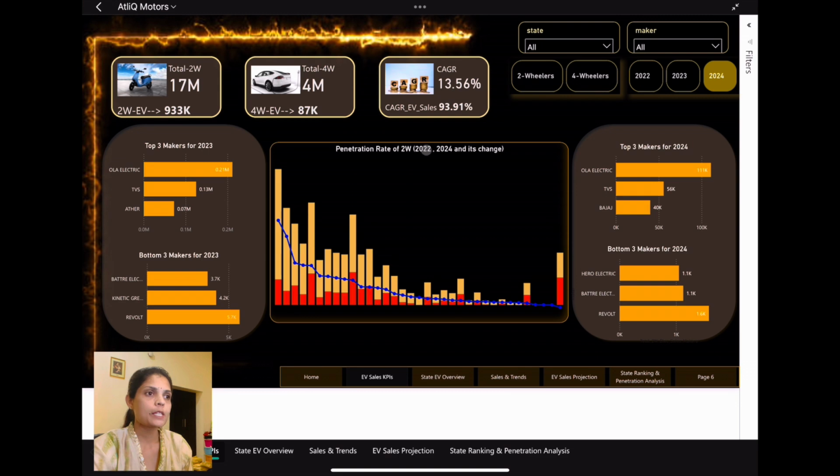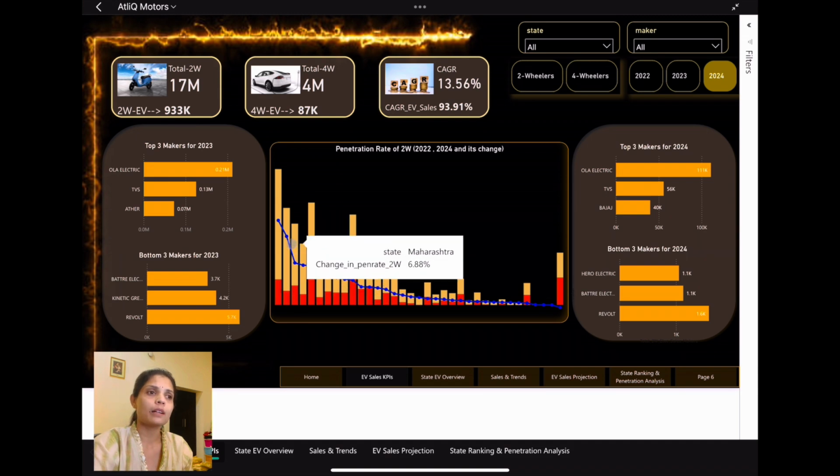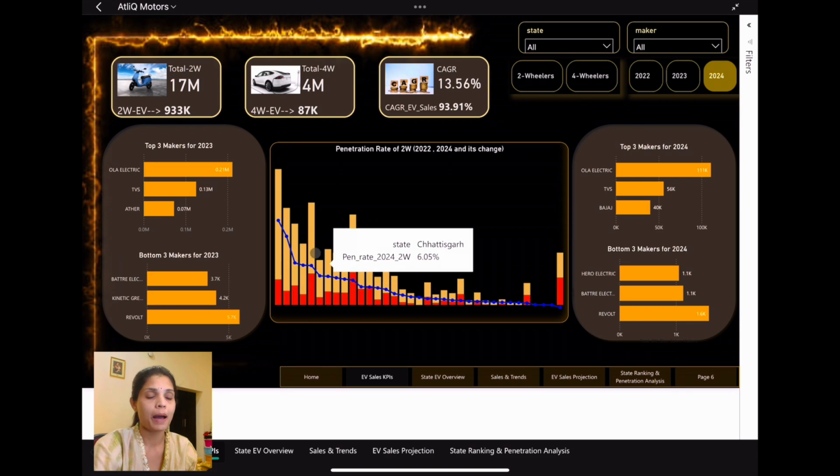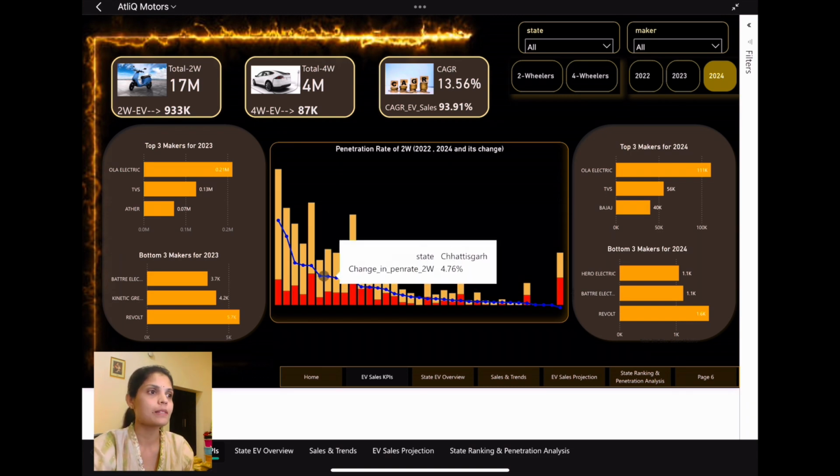Next, coming to the state-wise penetration growth rate of two-wheelers in 2022 and 2024, some states are seeing a big rise in electric vehicle use. Goa, for example, saw its EV adoption rate jump from 4.18% in 2022 to 17.9% in 2024, thanks to government incentives and good charging facilities. Kerala also showed strong growth at 11.21%. These states are key places where Atliq Motors should focus its marketing and sales efforts to get the best results.